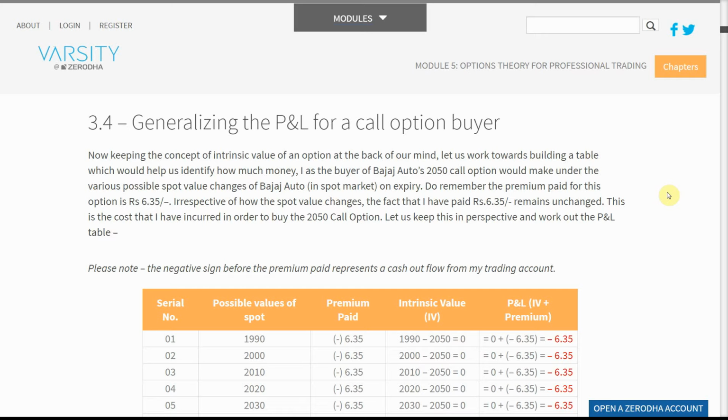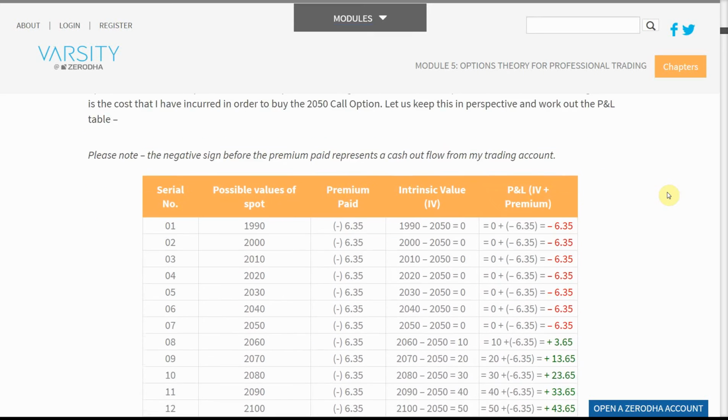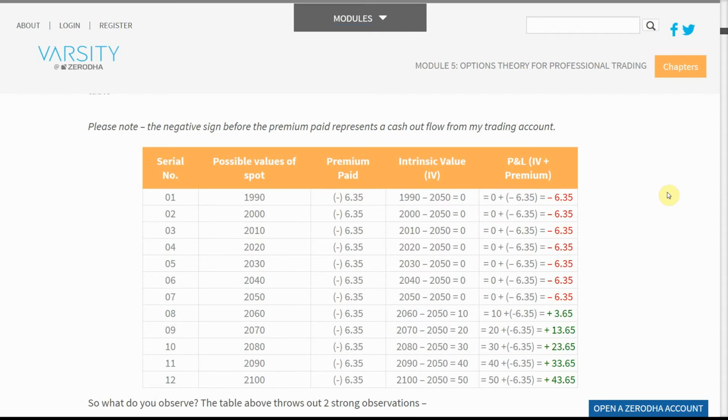The fact that I have paid 6 rupees and 35 paise per share remains unchanged. This is the cost that I have incurred in order to buy the 2050 call option. Let us keep this in perspective and work out the P&L table. Please note, the negative sign before the premium paid represents a cash outflow from my trading account. Serial No., possible values of spot, premium paid, intrinsic value IV, P&L (IV plus premium).